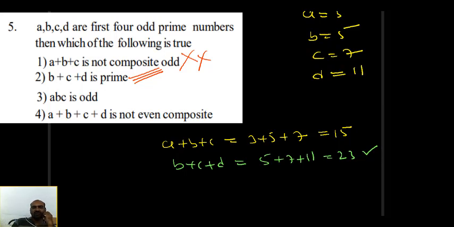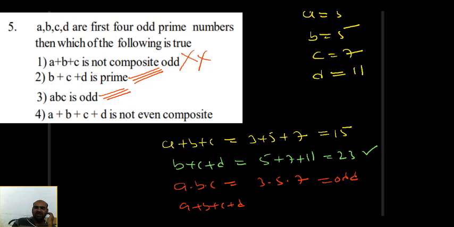Next one, A into B into C, 3 into 5 into 7, odd into odd is odd, no problem. So option 3 is also correct. Now the fourth option, A plus B plus C plus D is not an even composite. Odd plus odd is even, so you will get an even composite number. That's why option 4 is not correct, because it should be an even composite number. So my answers are option 2 and 3.